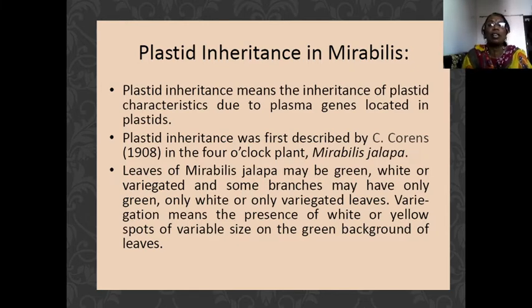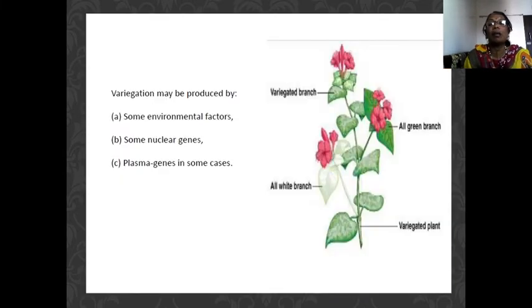When we observe Mirabilis jalapa, we find that the leaves have green patches, white patches, as well as a mixing of both patches, and therefore it is termed variegated. Some branches of these plants have only green leaves, some have only white leaves, and some branches have variegated leaves. What is meant by variegated leaves? Variegated leaves have a mixing of white and yellow spots of variable size, present on the green background of the leaf. Therefore it is termed variegated leaves.